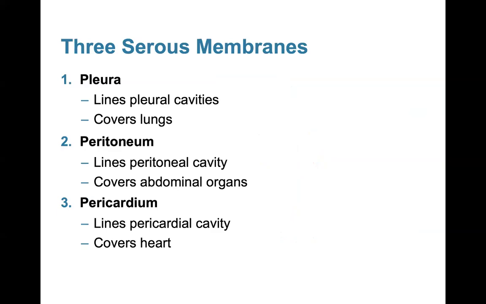There are three serous membranes throughout the body: the pleura, which line the pleural cavities and cover the lungs; the peritoneum, which lines the peritoneal cavity and covers most of your abdominal organs, your digestive organs; and the pericardium, which lines the pericardial cavity and covers the heart.